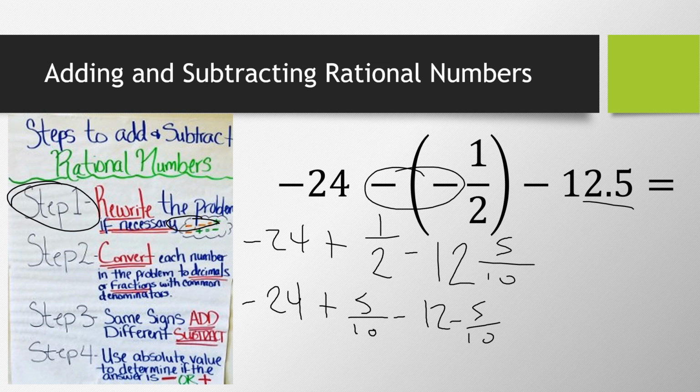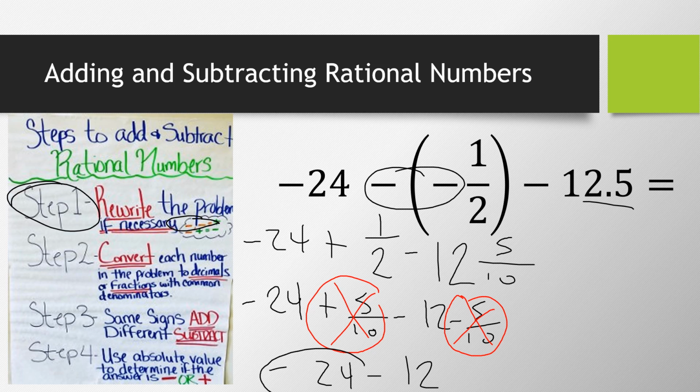Now look what you can see when you do that. I have positive 5/10 and I have negative 5/10. And what happens when you have a positive and a negative of the same number? You know they cancel out. So now I'm left with negative 24 minus 12.